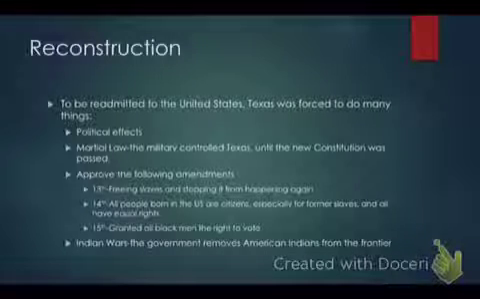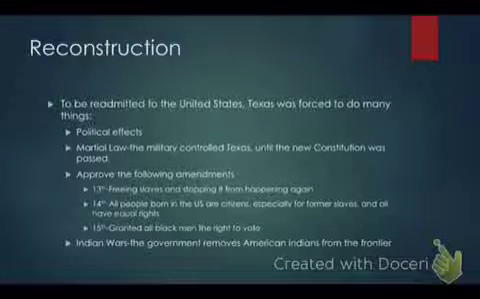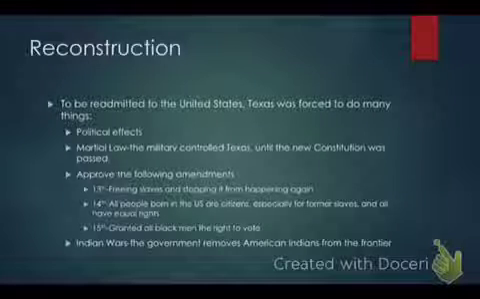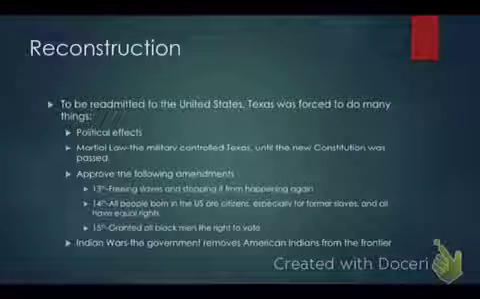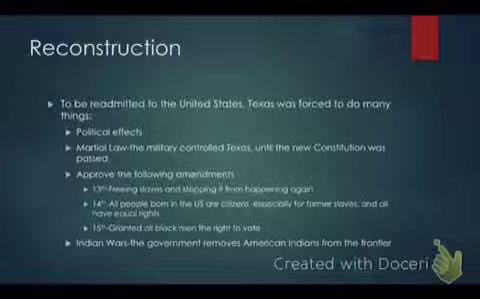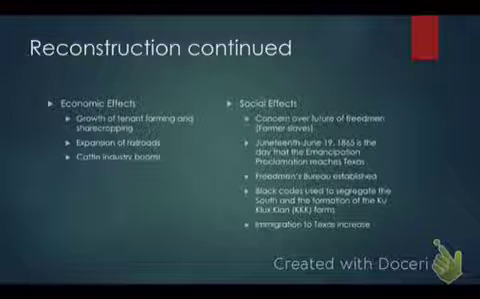The 14th Amendment: all people born in the U.S. are citizens, especially for former slaves, and all have equal rights. So all former slaves are now free and are now citizens of the United States. And then all African American males, with the 15th Amendment, are able to vote. Also, one of the things they're going to do is start removing the Native Americans as kind of an add-in.